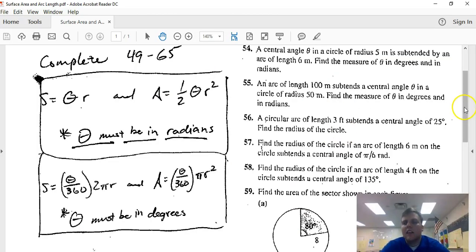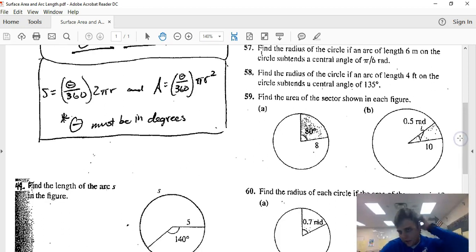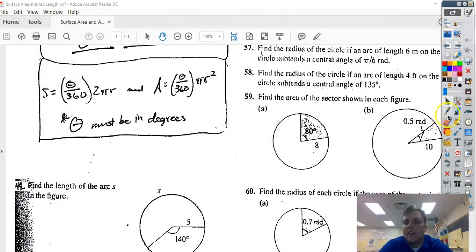We've done several arc length. Let's do area of a sector. Okay? Find the area of the sector shown in each figure. Alright, in this first one, they give me the 80 degrees inside. They give me the radius 8, and it says very clearly, find the area of a sector. So since it's asking for me to find area of a sector, I know this is an A equals situation. Then, look at your angle. What is it given to you? As degrees, then you're going to use this formula right here.